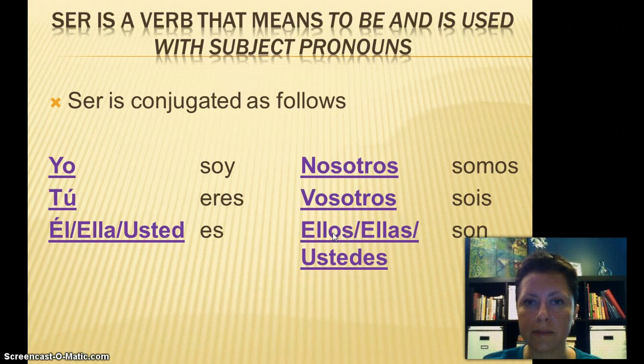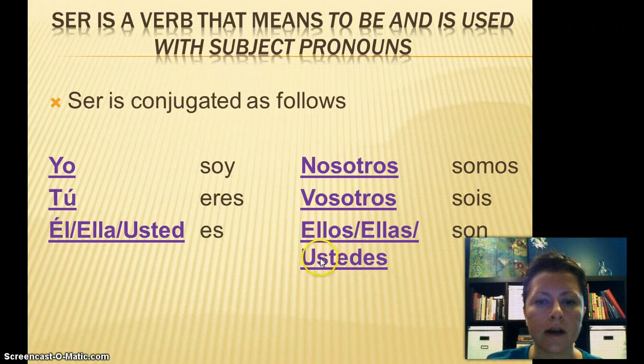Ellos is them, referring to either all boys or a boy and a girl, or it could also be a group of girls and one boy, then it would be ellos. Ellas is them for girls, for all girls, a group of girls. And ustedes means you all.